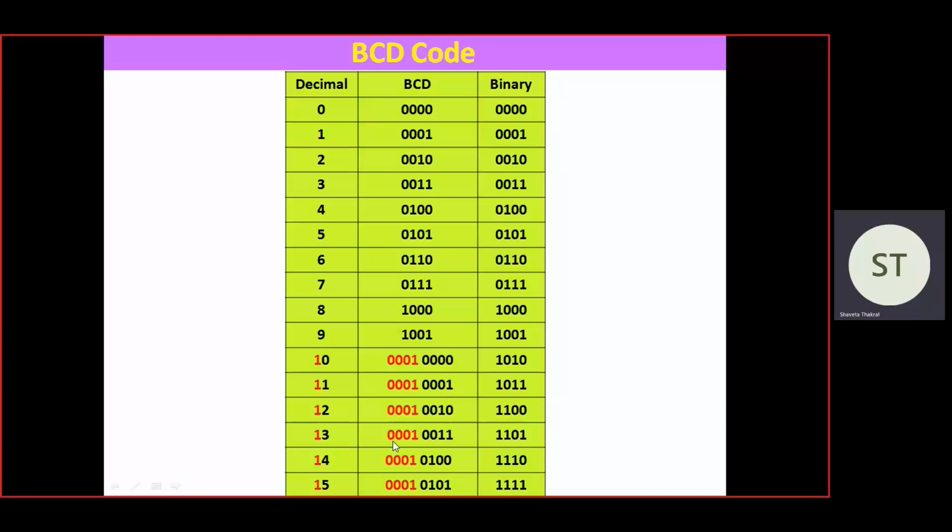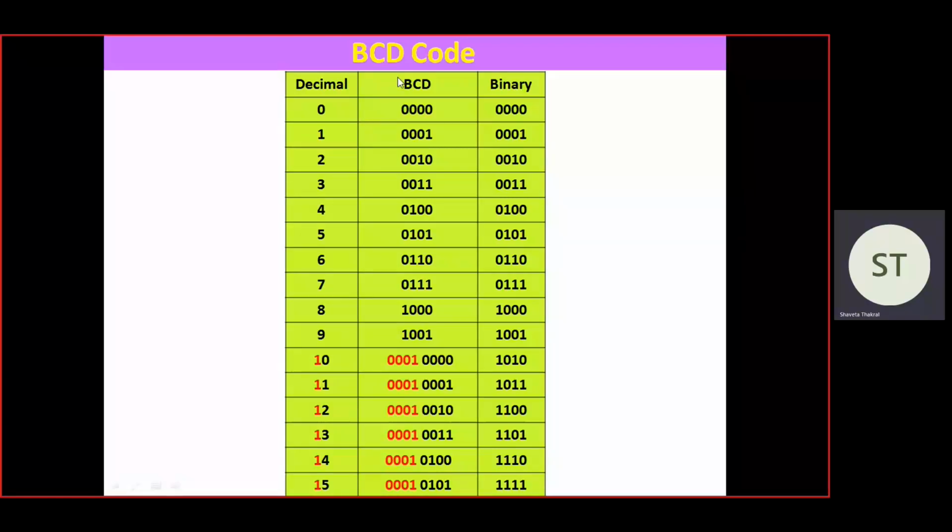For 13, 1 is written separately and 3 is written separately, and in terms of binary it is written as 1101. And for 14, 1 is again written separately and 4 is also written separately, but for binary it is 1110. So if we are representing 15, again 1 is represented separately and 5 is written separately, but in terms of binary it is 1111. So basically if we are converting decimal to binary, we have to go by the repeated division by 2 method, that we have already discussed for the conversion.